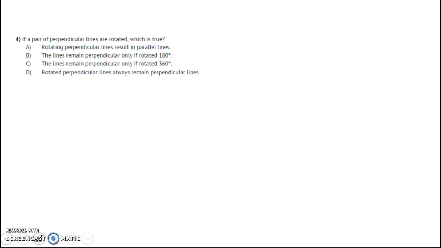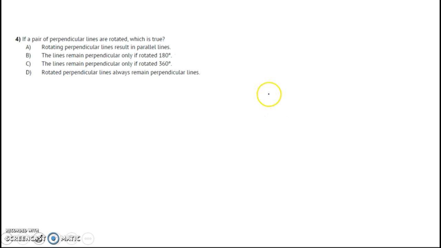Now number 4 is asking if a pair of perpendicular lines are rotated, which one is true? A, that rotating perpendicular lines result in parallel lines. B, the lines remain perpendicular only if they're rotated 180 degrees. C, they remain perpendicular to each other only if they're rotated 360 degrees. Or D, rotated perpendicular lines always remain perpendicular lines.